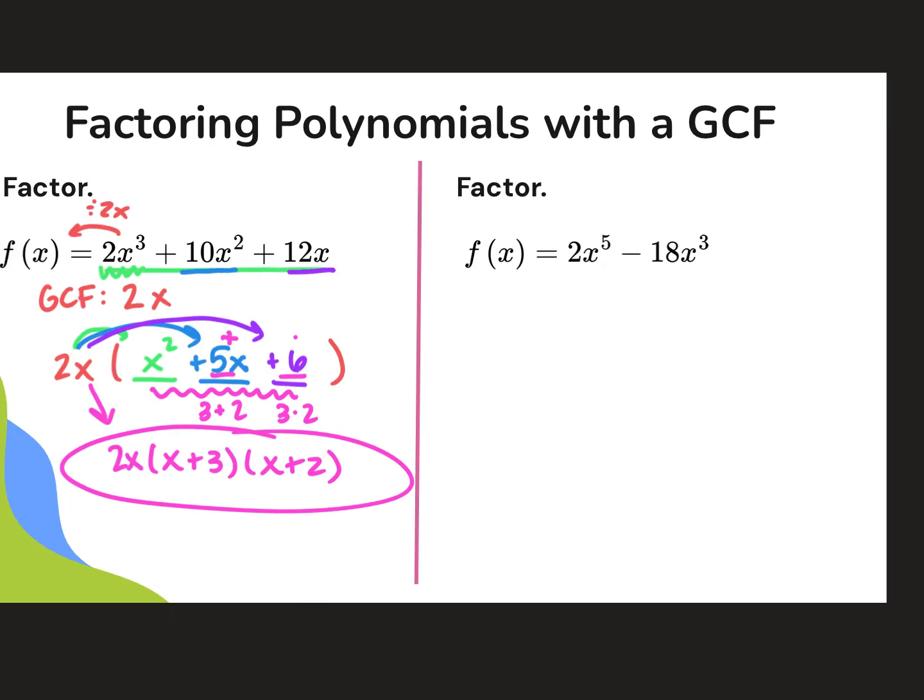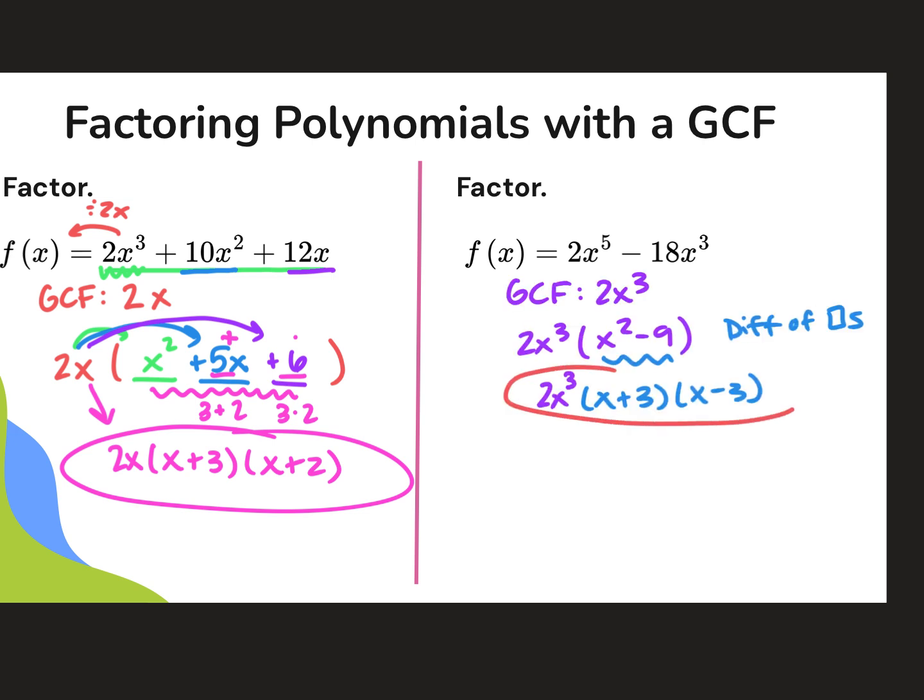All right, in the next one I started by factoring out the GCF of 2x cubed. When I divided that out in front, I was left with x squared minus 9, which was a difference of squares. Square root of 9 is 3, so my second and third factors here, x plus 3, x minus 3, came from the x squared minus 9. Don't forget that greatest common factor stays out in front.